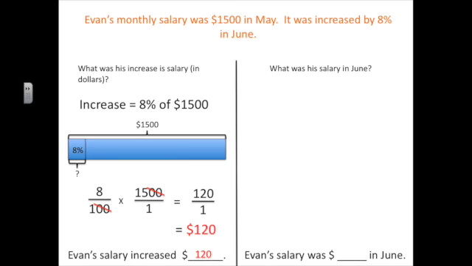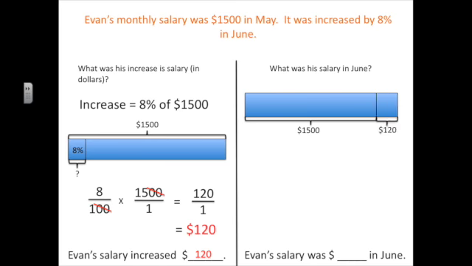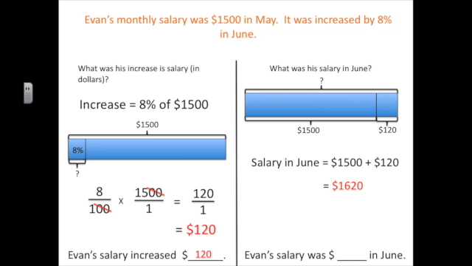Now we want to find what his salary was in June. We're going to start with labeling what he started with, $1,500, and now we know what the 8% increase was. And he's increasing his money, so he makes 8% more. So that's going to be an additional part. He makes $120 more now. And we want to find what the whole amount is. So to find the whole amount, we need to add $1,500 and $120. So his salary in June is $1,620.